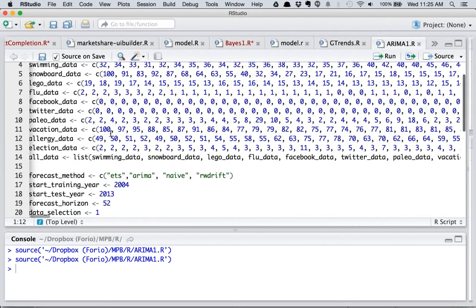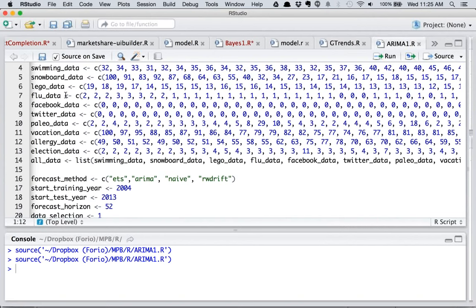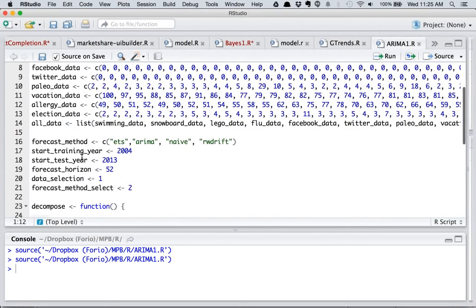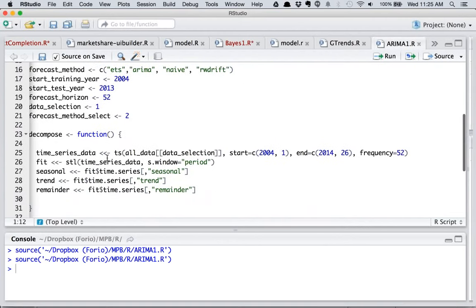And then I have a bunch of data sets. I could have linked to these remotely through APIs and things, but I chose not to today because that would be another hour of webinar to explain how to do that.